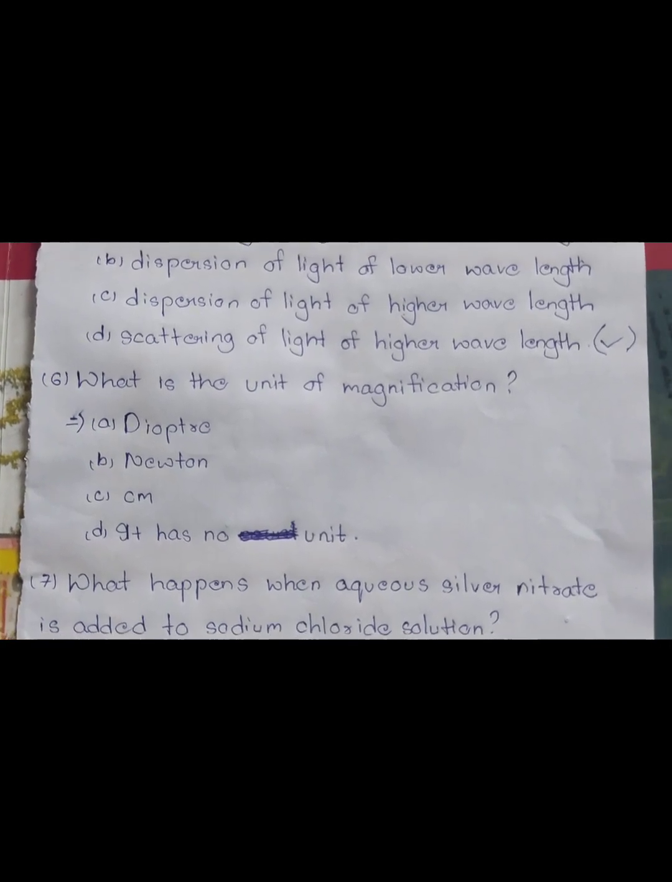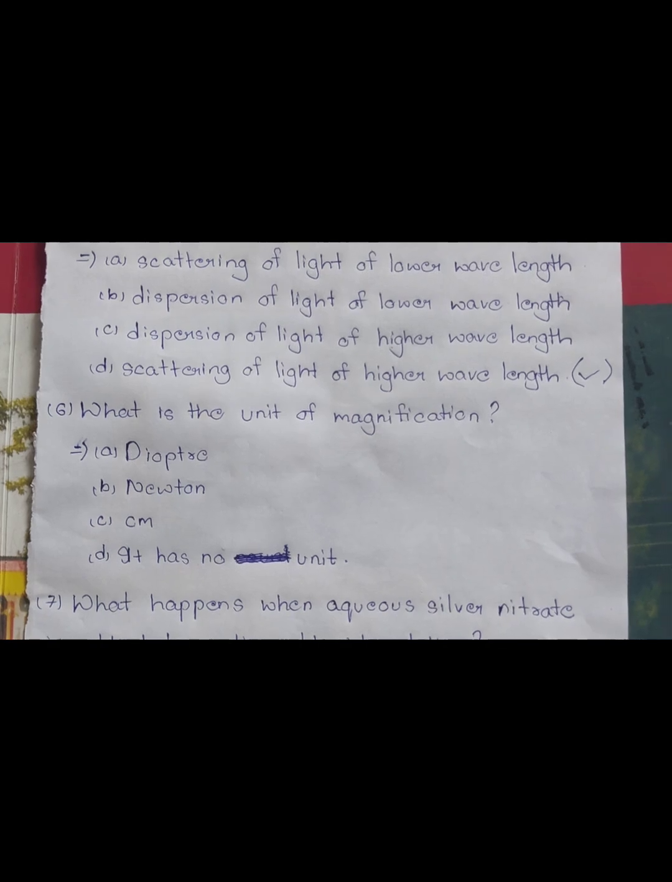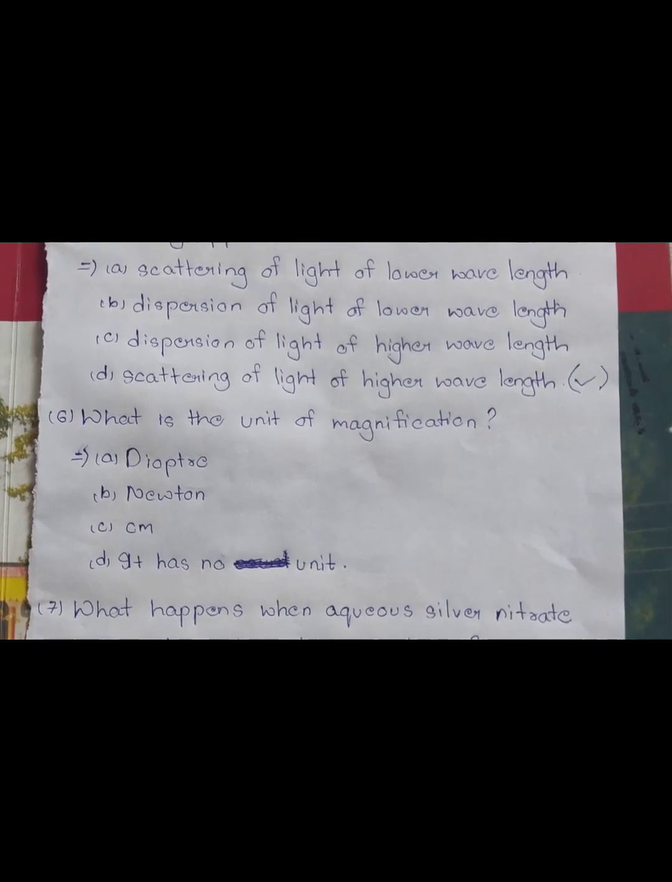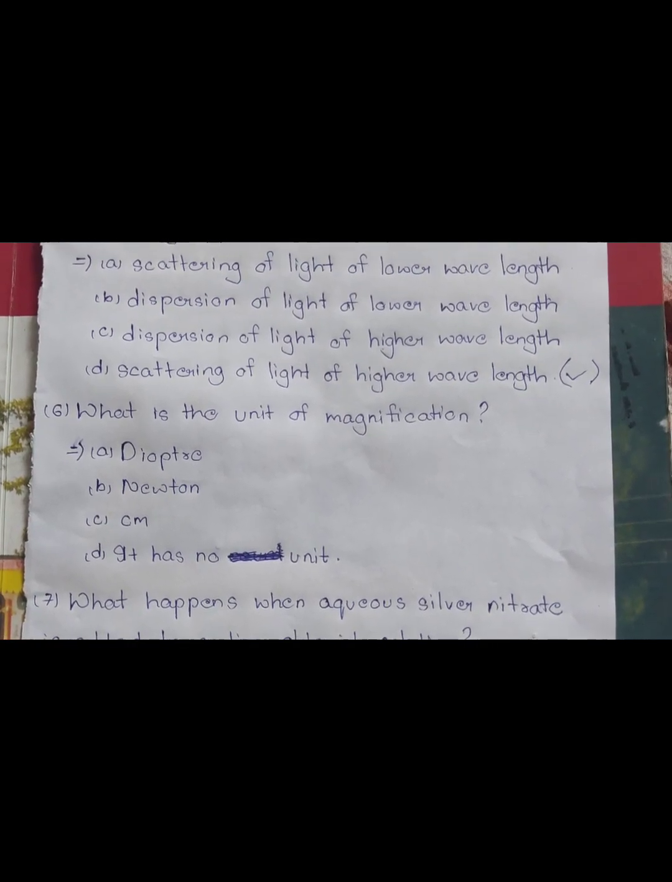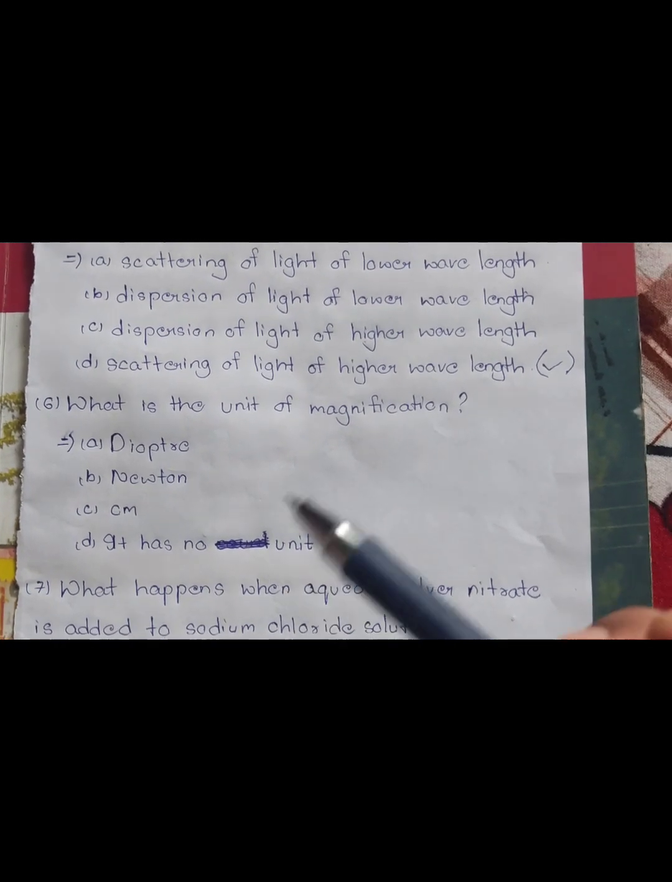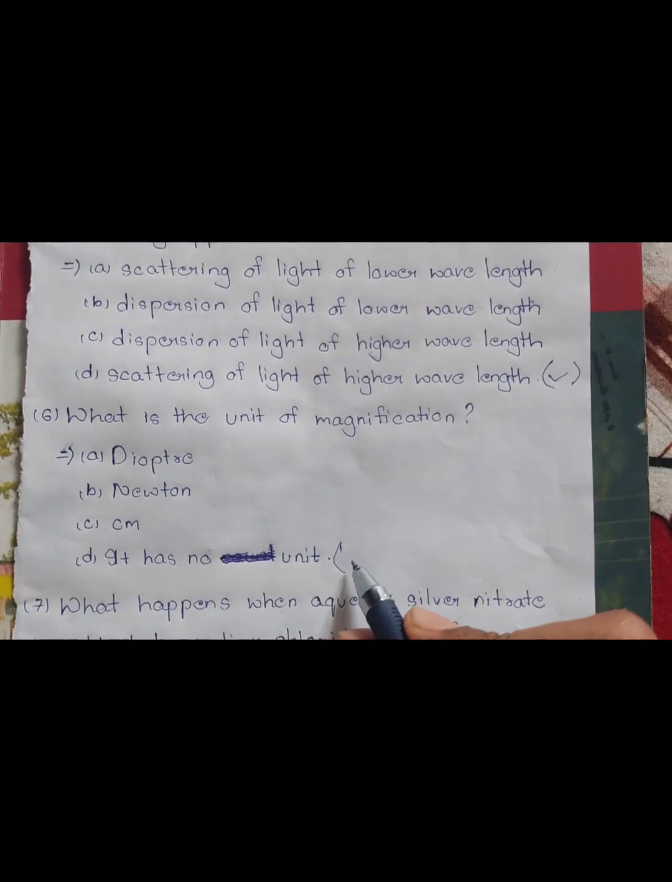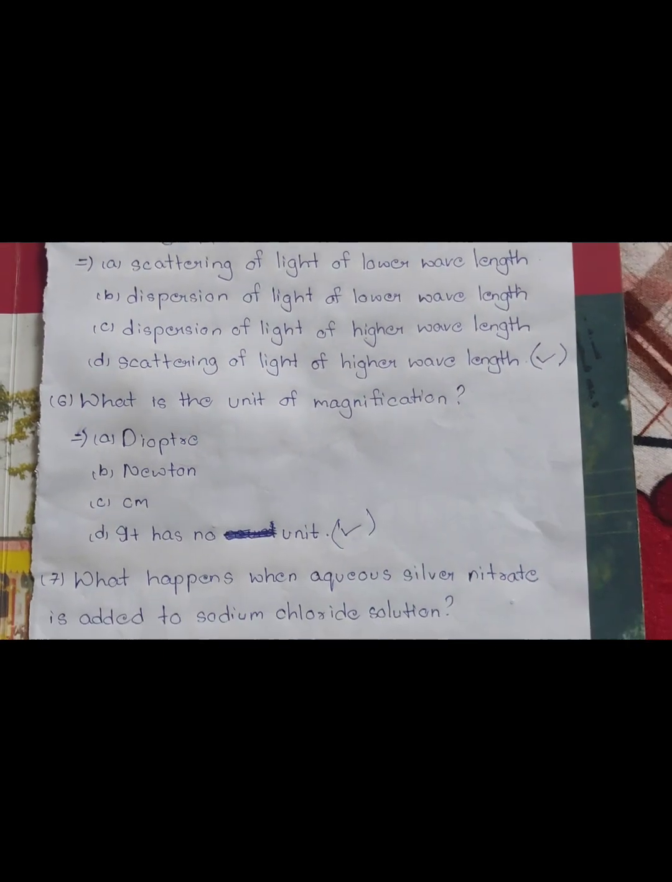Next question, what is the unit of magnification? Option A, dioptre. Option B, Newton. Option C, cm. Option D, it has no unit. So the right answer is option D, it has no unit.